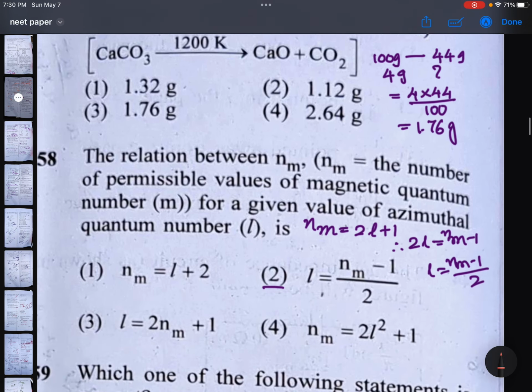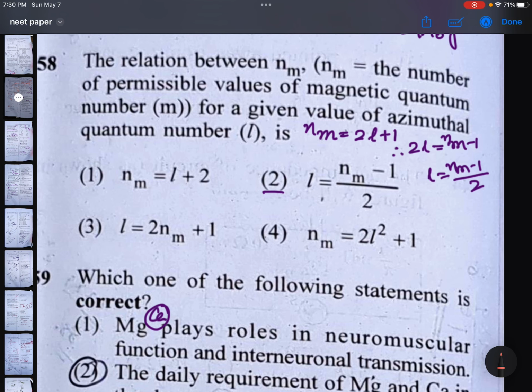1.76. The relationship between the magnetic quantum number and the azimuthal quantum number, that is number of values is equal to 2L plus 1. So 2L is equal to Nm minus 1, or L is equal to Nm minus 1 by 2. So option 2 I mentioned here.